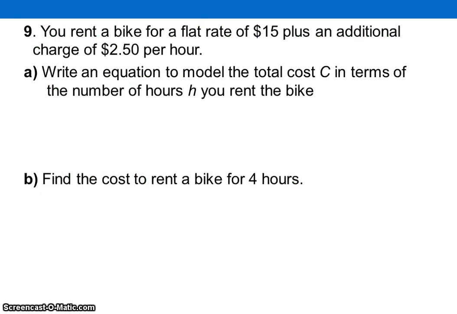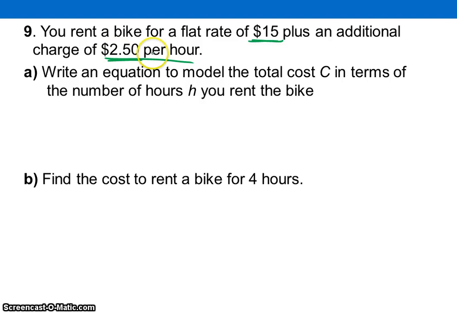Me too. Okay, so you rent a bike for a flat rate of $15 plus an additional charge of $2.50 per hour. Write an equation to model the total cost C in terms of the number of hours H you rent the bike. Wow, there's lots of stuff going on in this problem. Yeah, you want to underline the important stuff so it's a little bit less confusing? Well, since it's math class, I would assume that the numbers are important, so I'm going to underline those. Good. So $15 was a flat rate and an additional charge of $2.50 per hour.